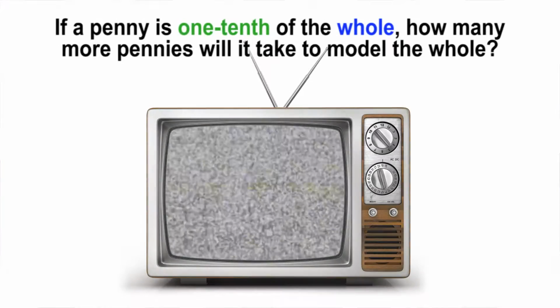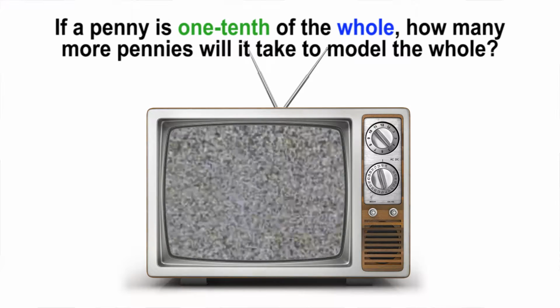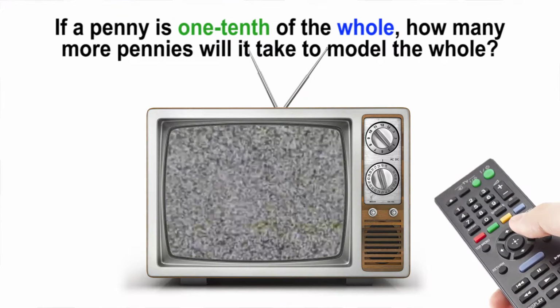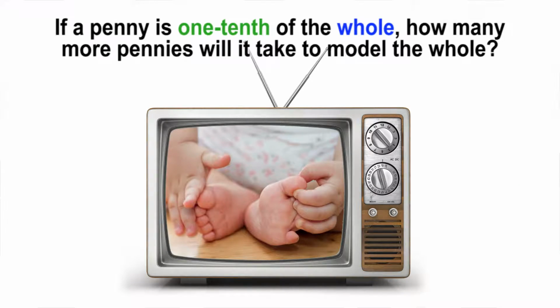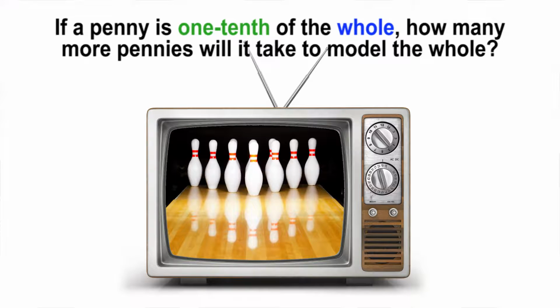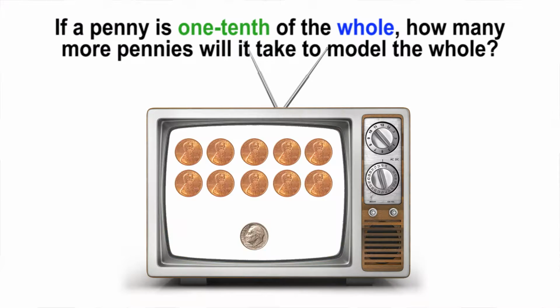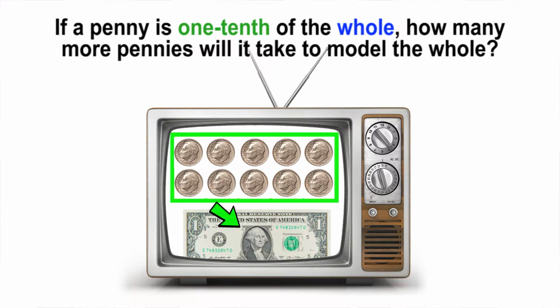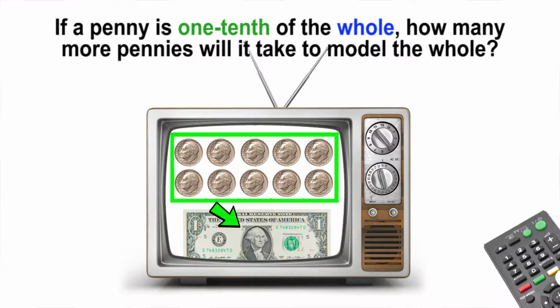Can you think of some situations where things are shared equally or come in sets of 10? We have 10 fingers and 10 toes. There are 10 digits in a phone number. There are 10 bowling pins per lane. And there are 10 pennies in a dime and 10 dimes in a dollar.